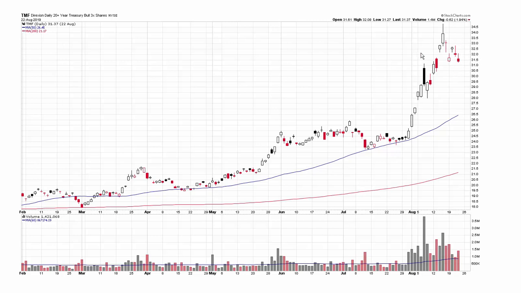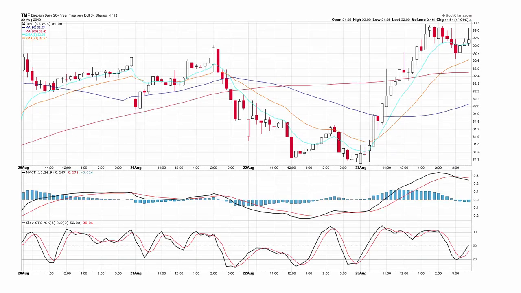What I do here is I find a stock that I really like on a higher time frame, and then I zoom in on a lower time frame and I look for an entry. So this is what I found when I zoomed in. This is the 15-minute chart, and I'll walk you through the sequence that I like to play.